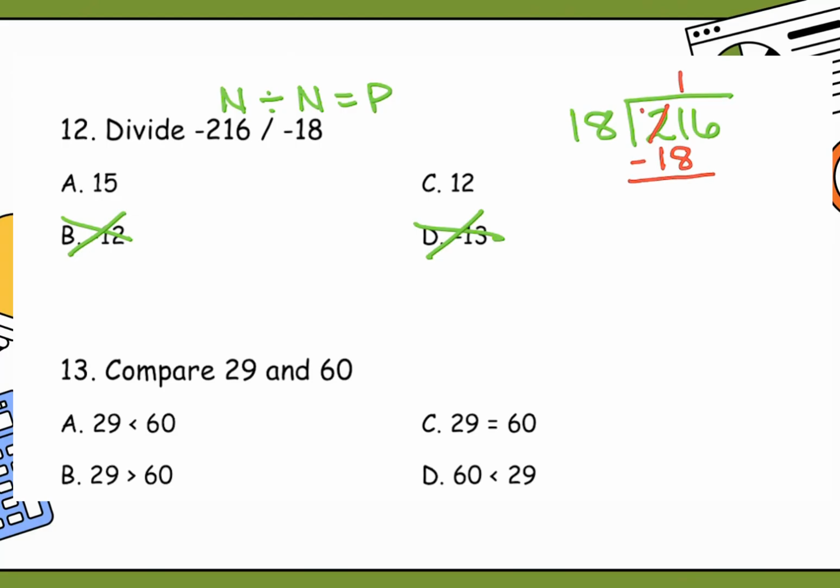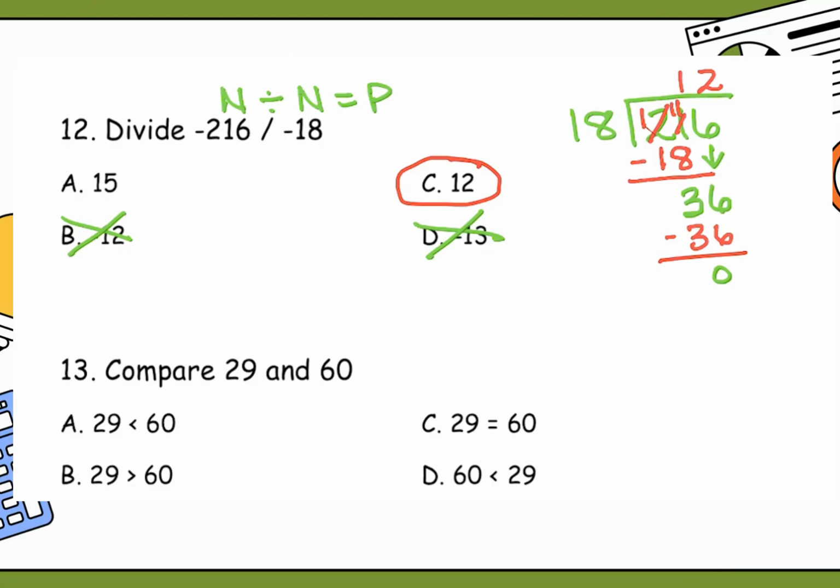So we can't take 8 from 1. We're going to borrow from that 2 and make it 1 and make our 1 an 11. 11 minus 8 is 3. Next, we're going to bring down our 6, which gives us a value of 36. And we can take 18 away from 36 2 times. 2 times 18 is 36. So 36 minus 36 is 0, meaning that our answer is a positive 12, which is letter C.